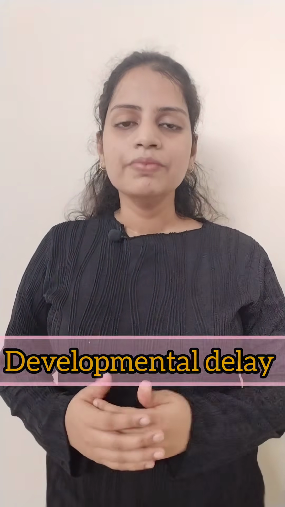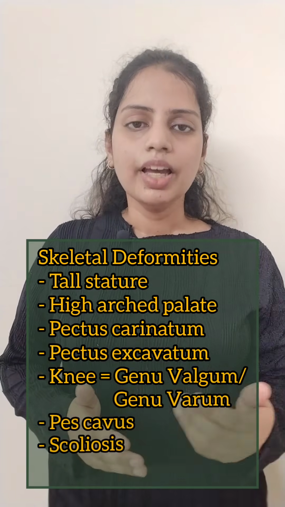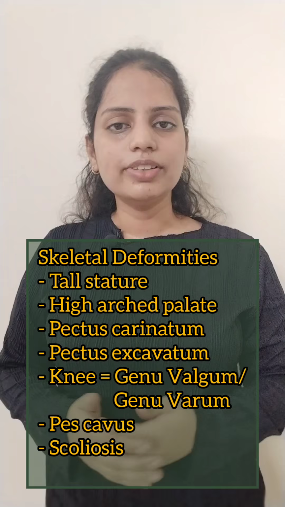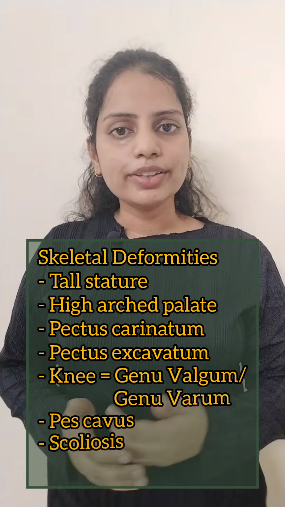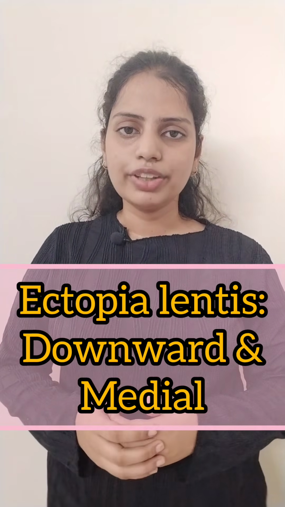Developmental delay is there. Skeletal deformities include the tall stature, long arched palate, pectus carinatum, pectus excavatum. For the knee, genu valgum or genu varum, basically the medial deviation of the tibia, and the pes cavus can also be seen. Scoliosis, which is a sideway curvature of the spine, and for the eye, it is ectopia lentis, which is a dislocation of the lens.